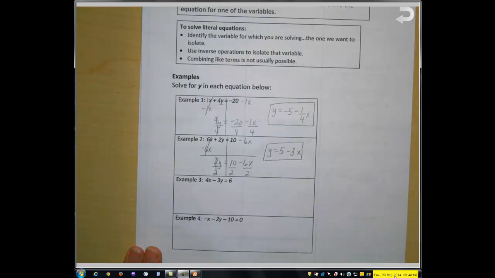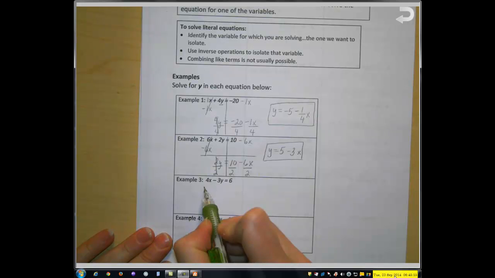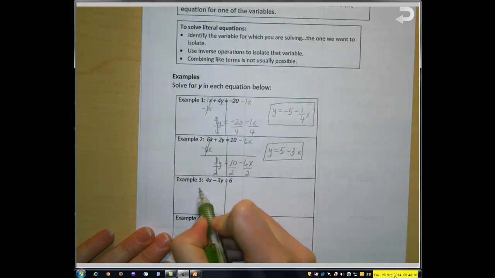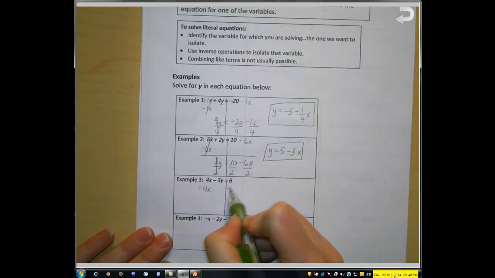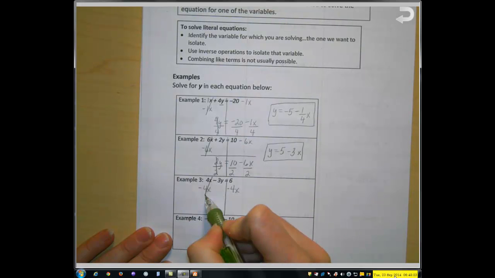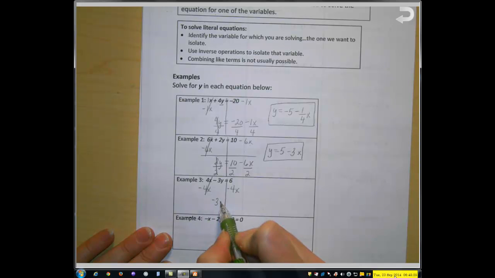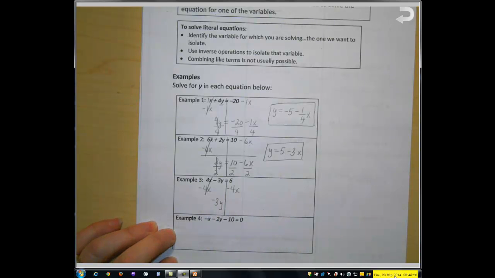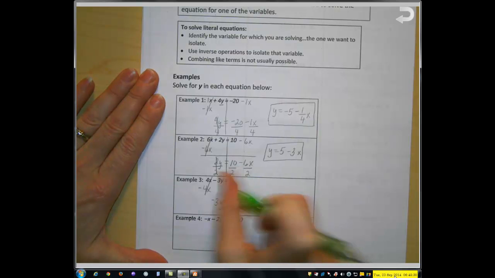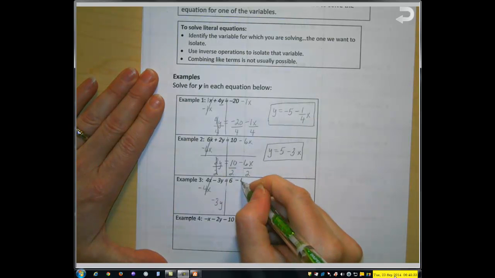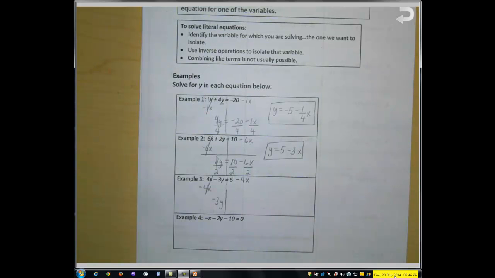Okay, pause the video and do example 3 on your own. Then press play and check your work. Okay, first step is going to be to subtract 4x from both sides. That gives us negative 3y. Oops, what mistake did I make? Did you catch my mistake? I need to put that negative 4x next to the 6 because 6 and negative 4x cannot be combined. They're not like terms.